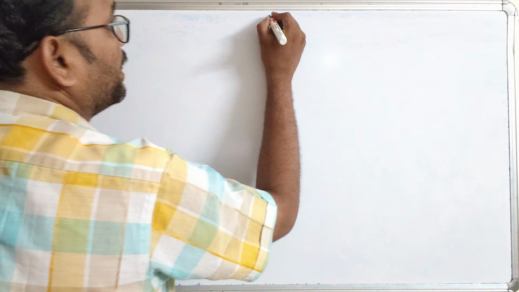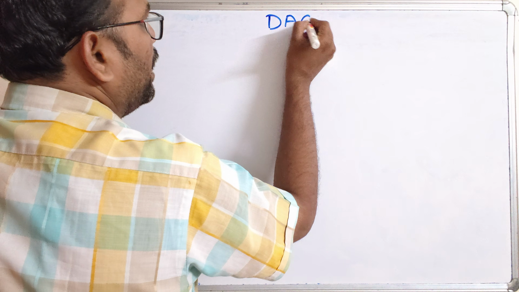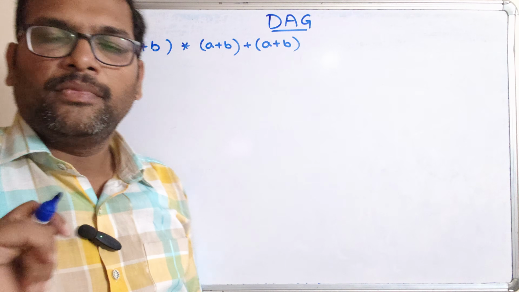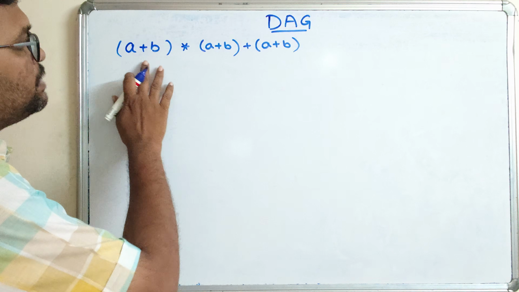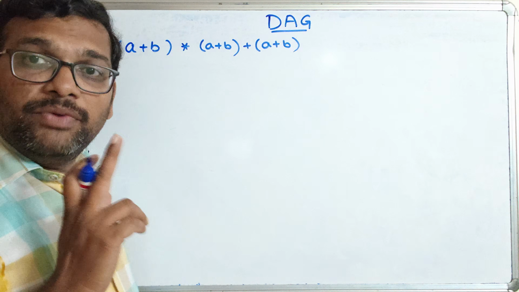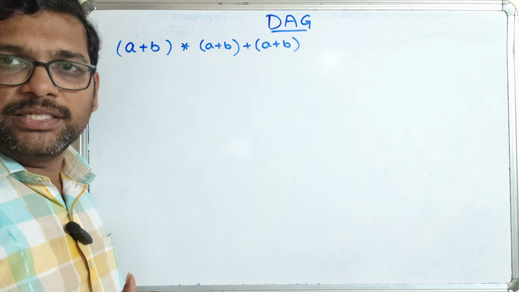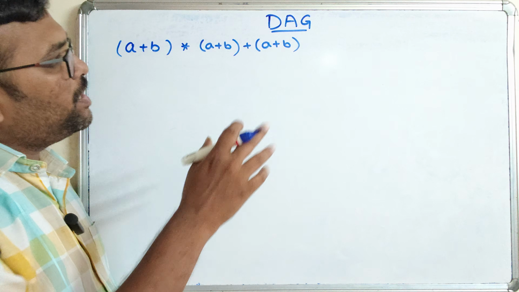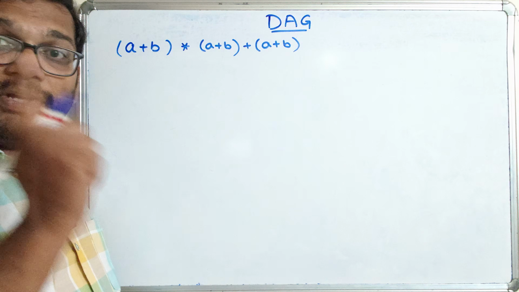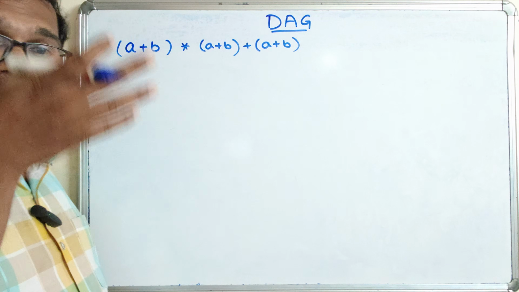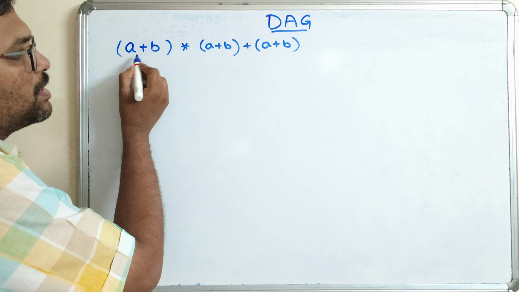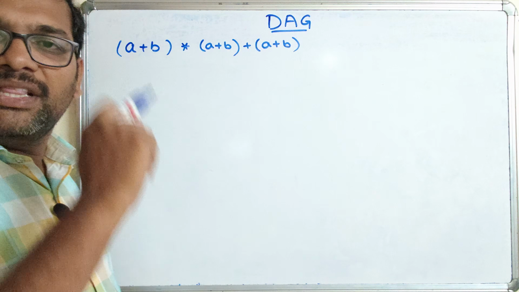That's a DAG, and let us take a few examples. So let us take this example: a plus b into a plus b plus a plus b. One thing we have to remember is operator precedence. Among all these operators, the operator precedence is highest for parentheses. So first we need to draw the directed acyclic graph for the expression which is in between the parentheses.